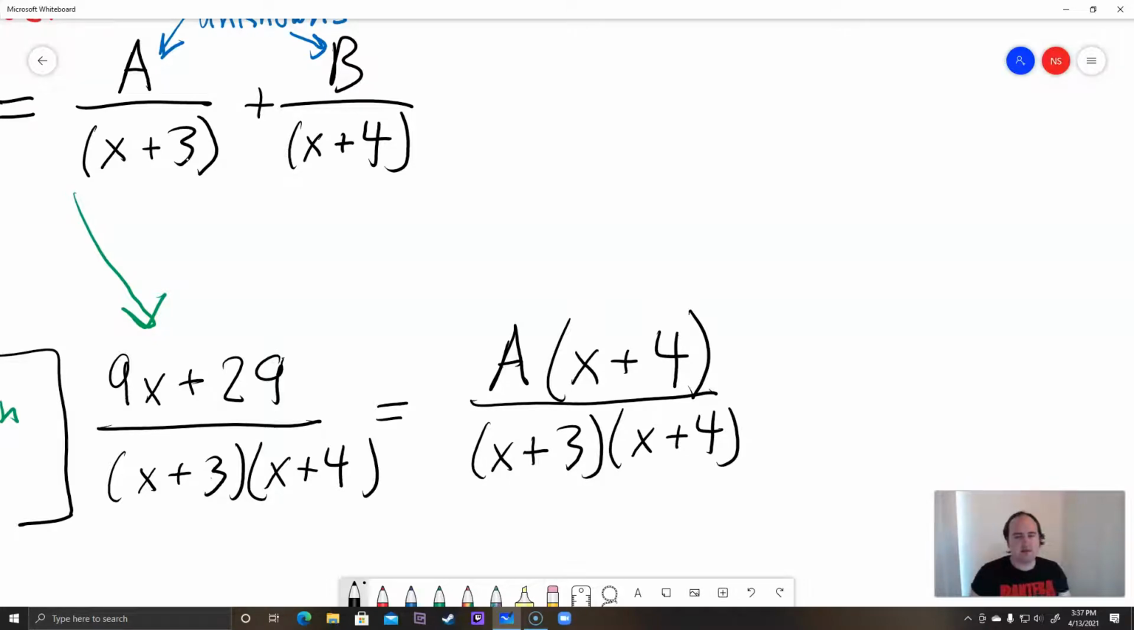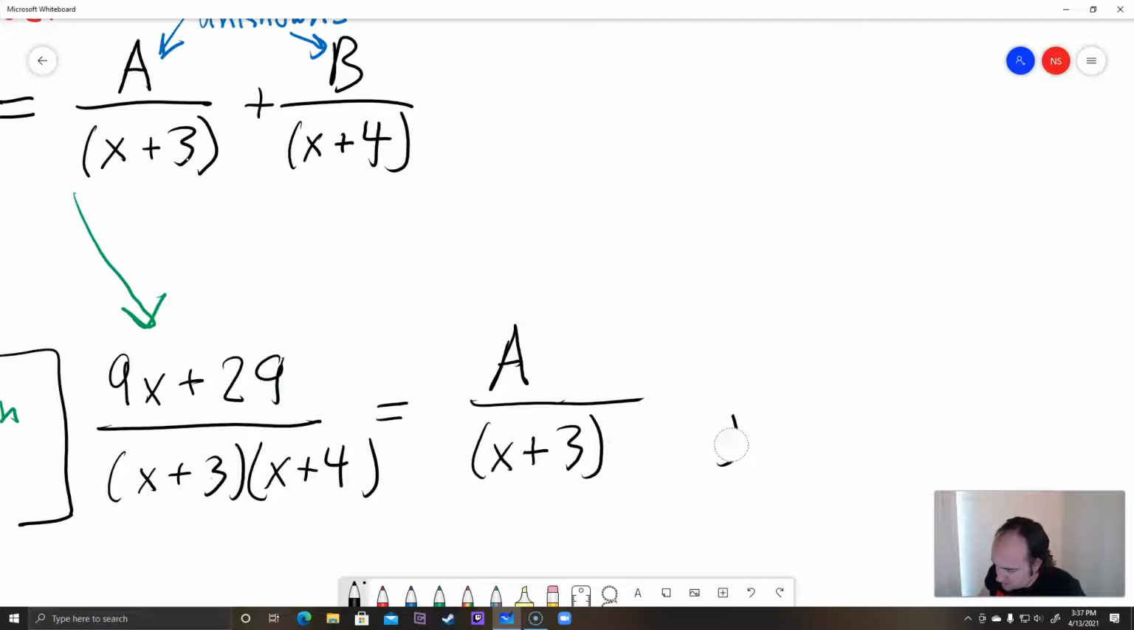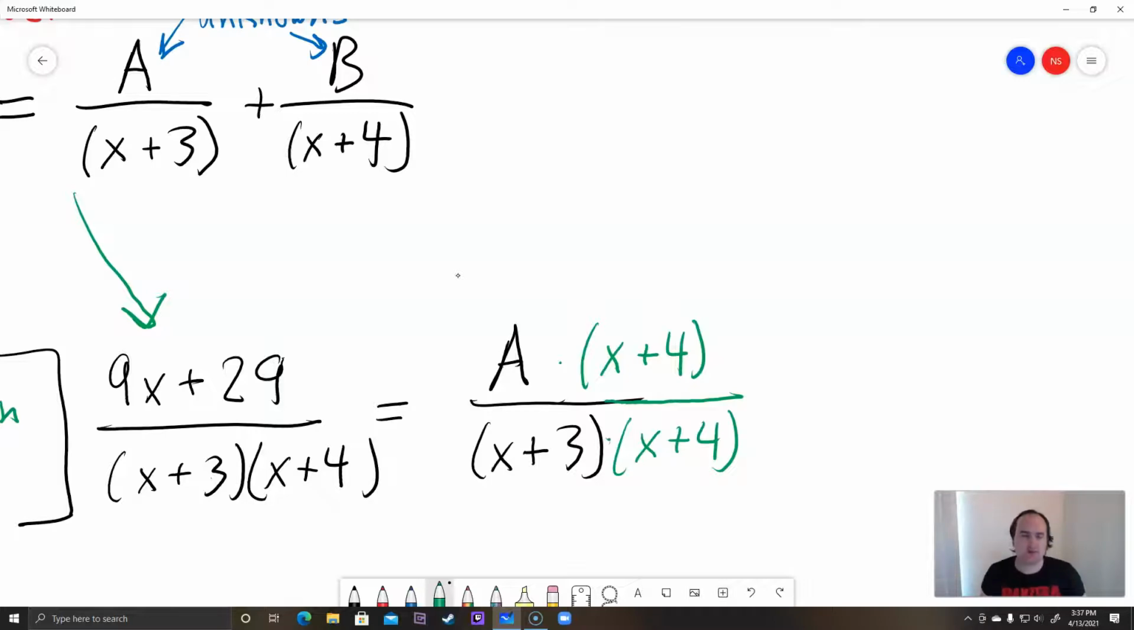Actually, let me do that in green just to make it a little bit more visual. I almost forgot about the whole idea of doing it in different colors. So here we're multiplying this term by what we're missing, x plus 4 on the top and the bottom. And remember, you have to multiply both the top and the bottom by the same thing. Otherwise, you'd be changing the fraction, which you're not allowed to do.